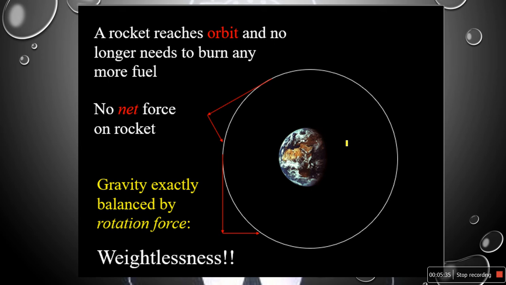We know Newton's first law: when there is no restriction and no obstacle, the object continuously moves. That is, the rocket reaches orbit and no longer needs to burn any more fuel. There is no net force on the rocket. This is very important: there are no restrictive forces to obstruct the movement of that satellite. The gravity is exactly balanced by the rotational force. That is weightlessness.